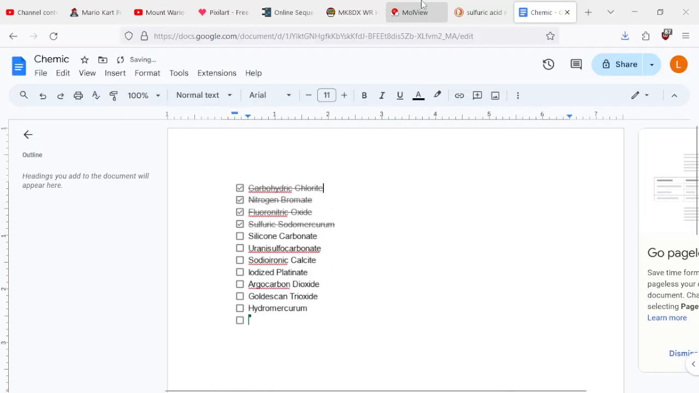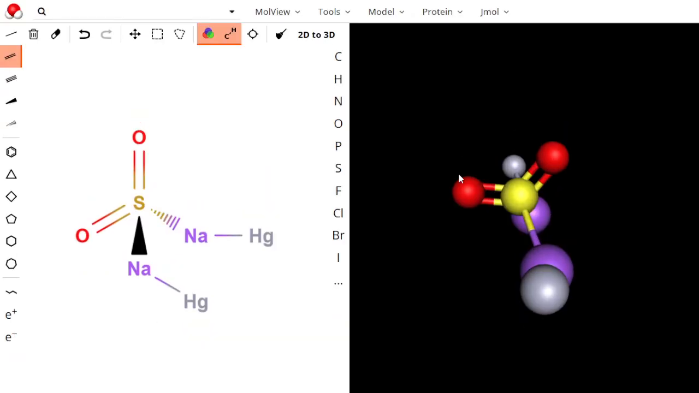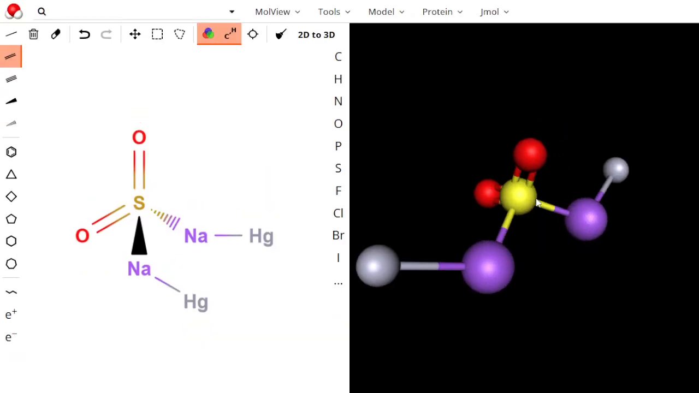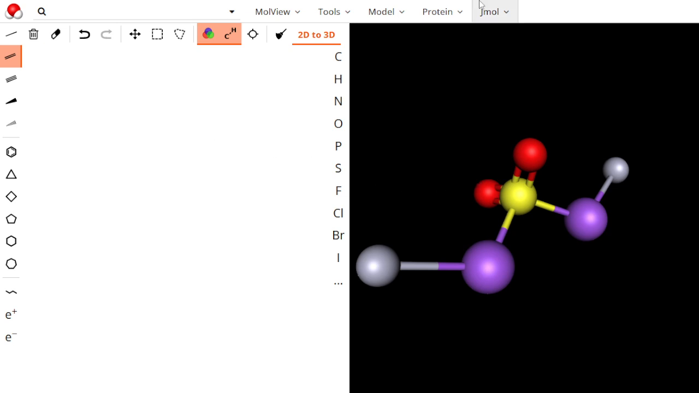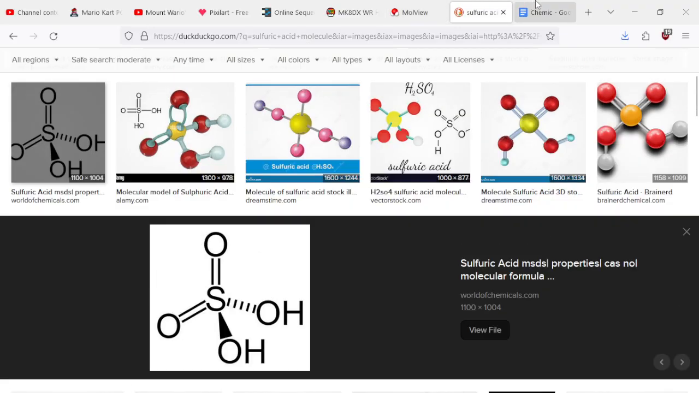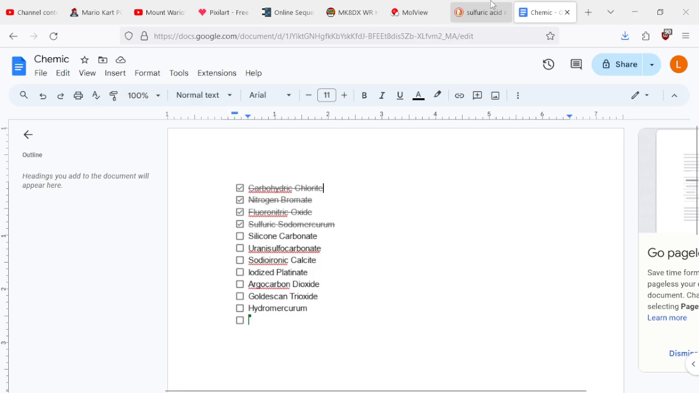Sulfuric sodo-mercurium, probably one of the favorites I've made so far, just because, like, look at this. These colors are so cool. It doesn't look like that in actual atomic scale, but, like, next, silicon carbonate.